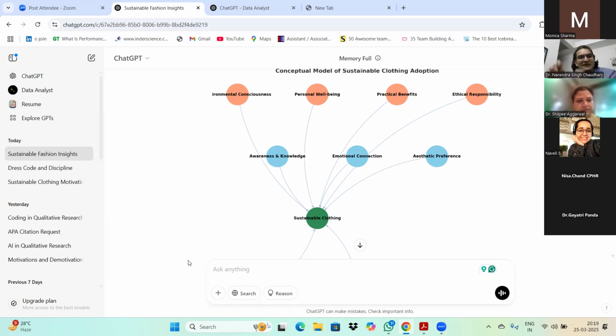So tomorrow I will be talking largely about questionnaire development. Please come with the research questions that you are having, and you will also tell me how you have developed them.